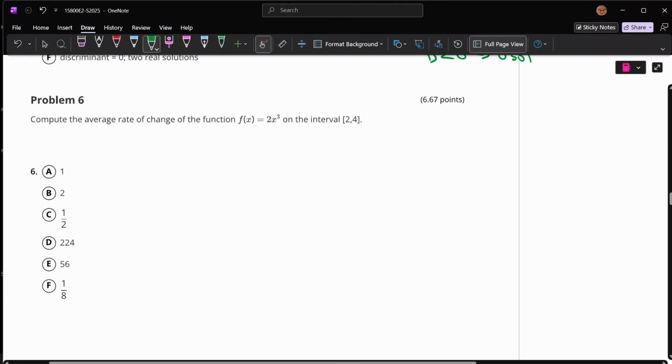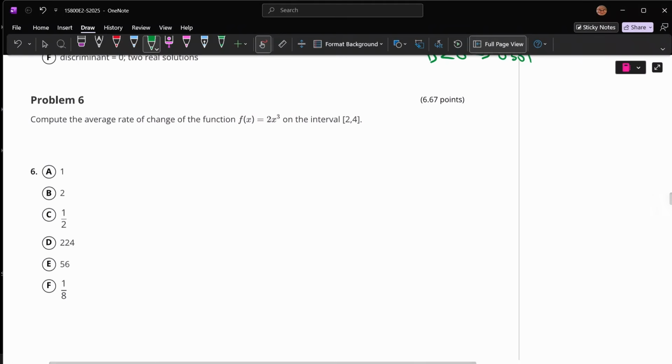Alright, compute the average rate of change of the function f of x is equal to 2x cubed on the interval of 2 to 4.